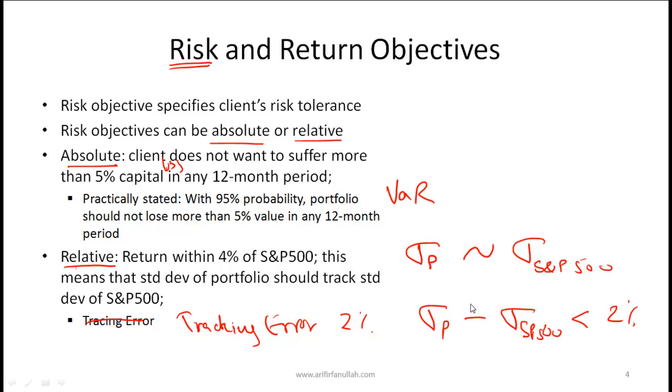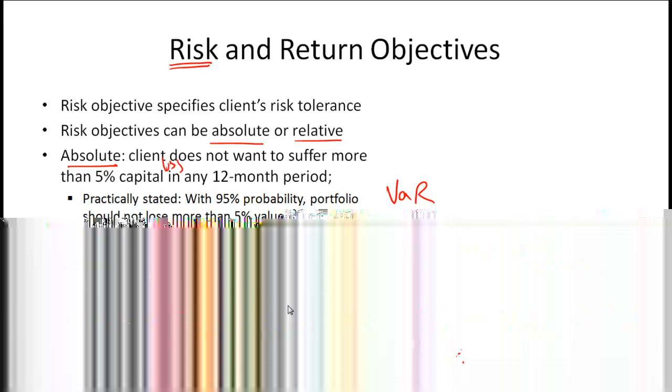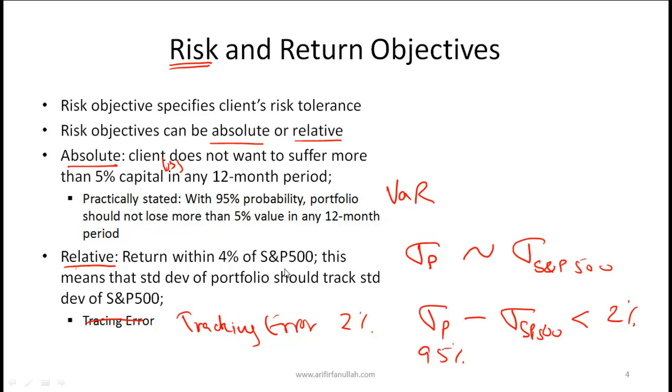And those of you who are strong on your statistics will realize that if we can keep this tracking error under control, then we can say with 95% probability that the return will be approximately within 4% of the S&P 500. And what I mean by return is the return of the portfolio. So as long as you just remember this, that's good enough. But the key idea is to understand the high-level distinction between stating risk objectives in absolute terms and relative terms.